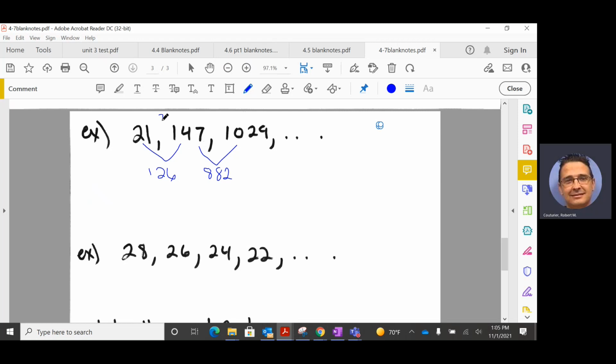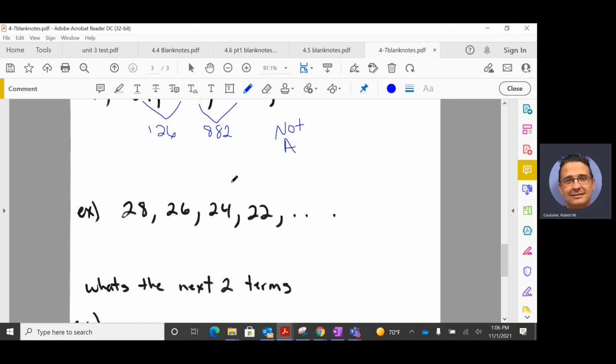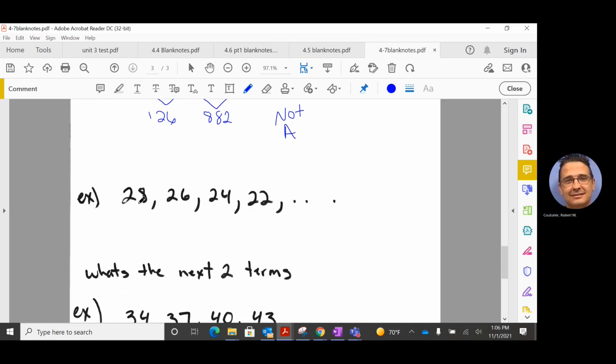1029 divided by 147 is 7. So this is not arithmetic. It has a common ratio, not a common difference. So this is not an arithmetic sequence. This has a form of multiplication going on. Perfectly good to go.